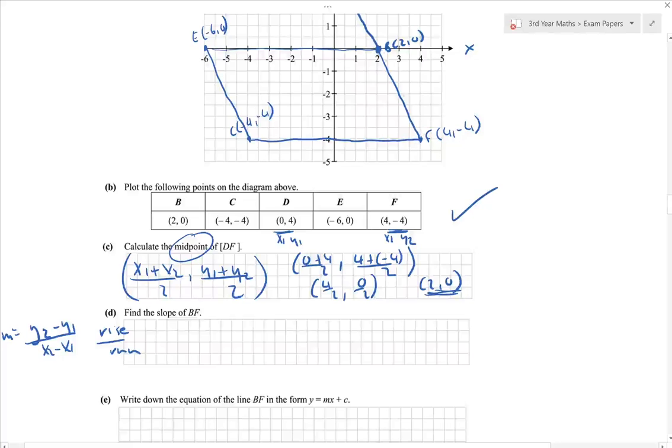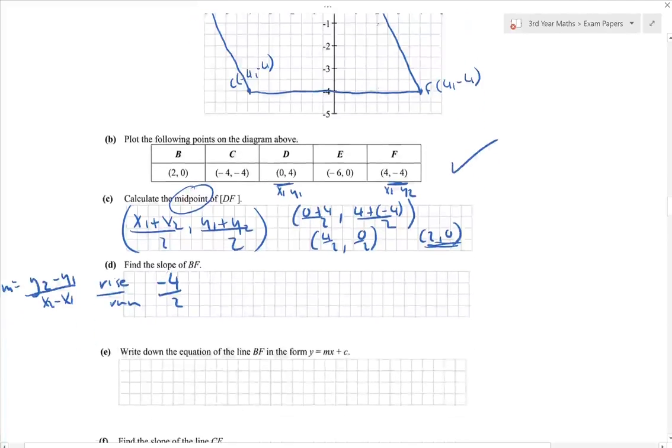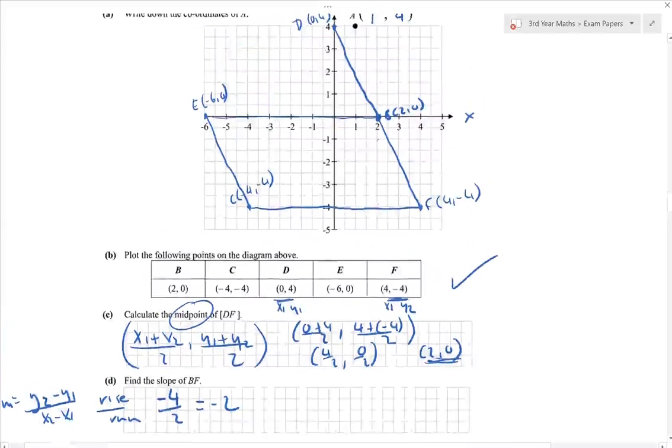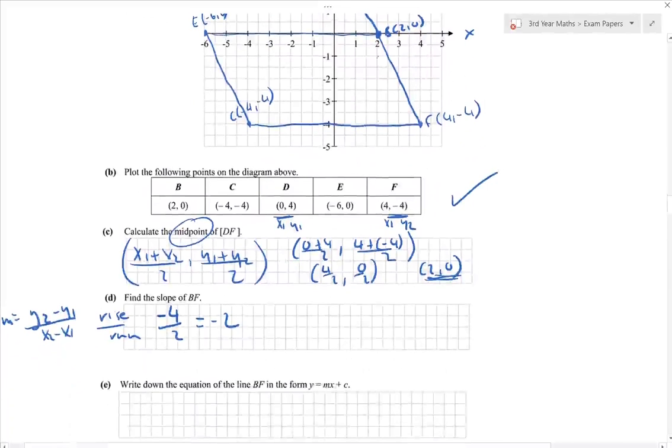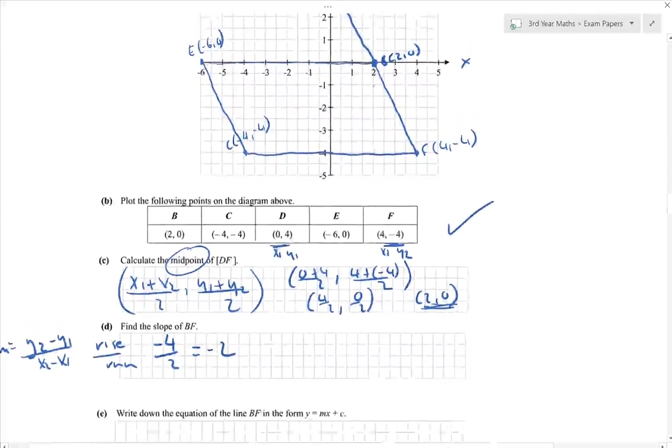So I'm moving down. Now don't count the boxes, count the units. 1, 2, 3, 4. So I'm going down 4. Okay, and then I'm running 1, 2. Okay, so minus 4 over 2 simplifies to minus 2. So the slope of that line is minus 2. The next thing it says is write down the equation of the line BF.